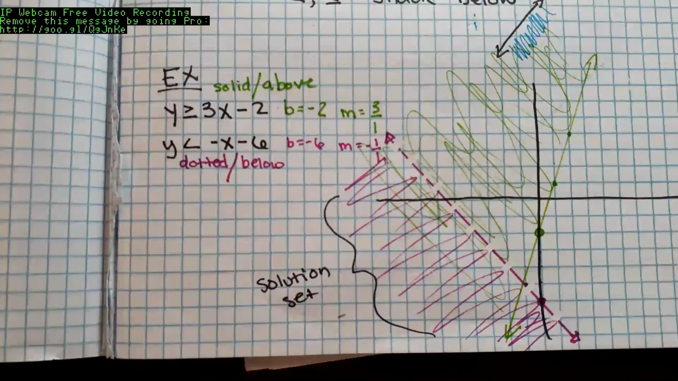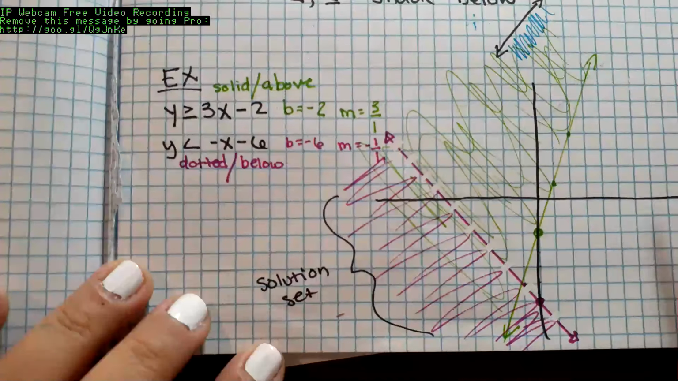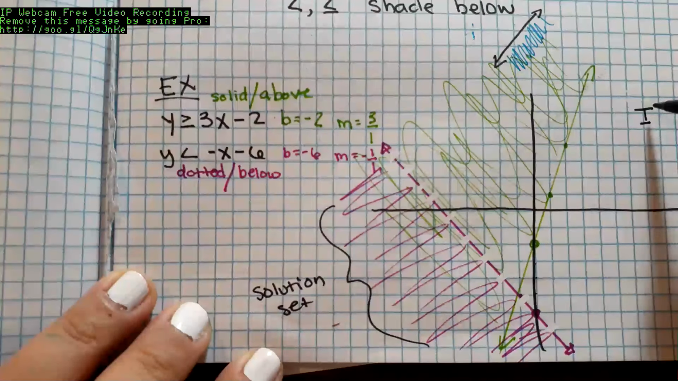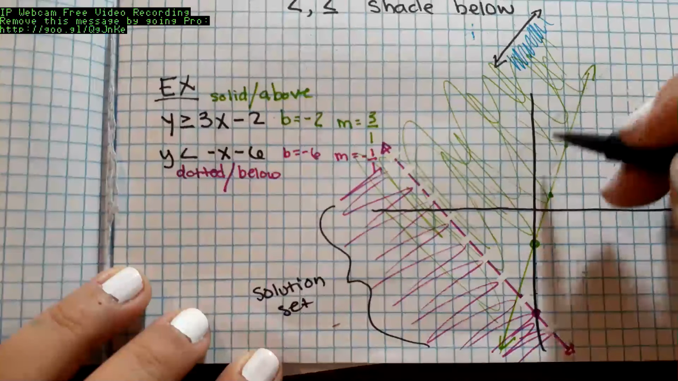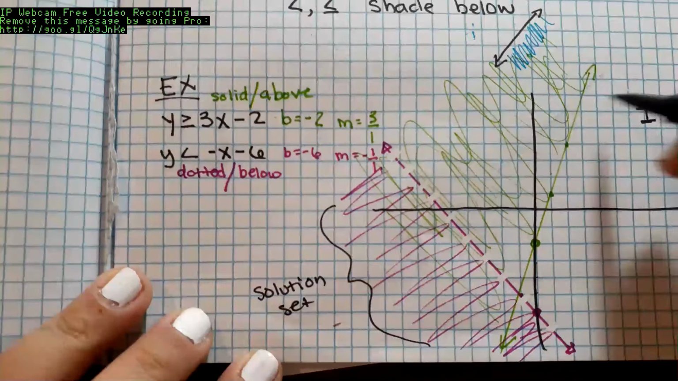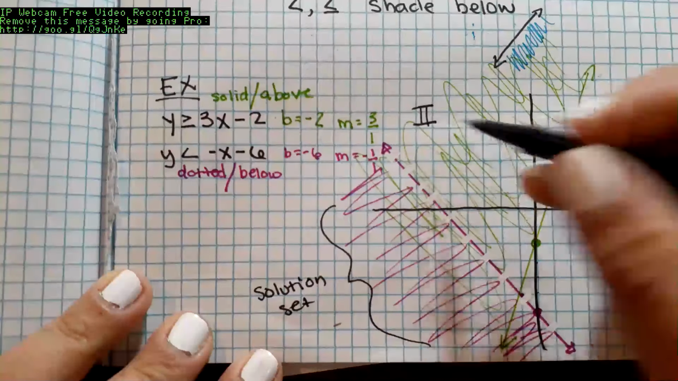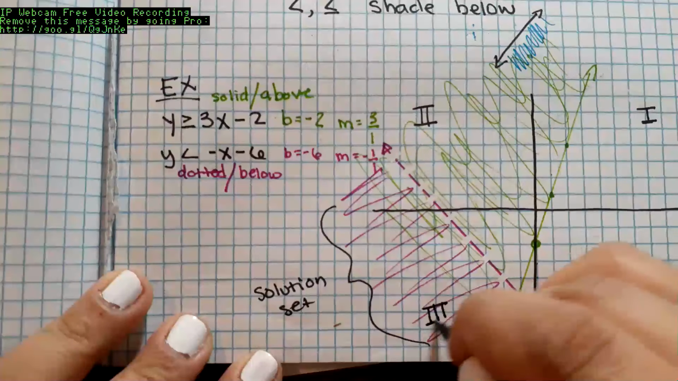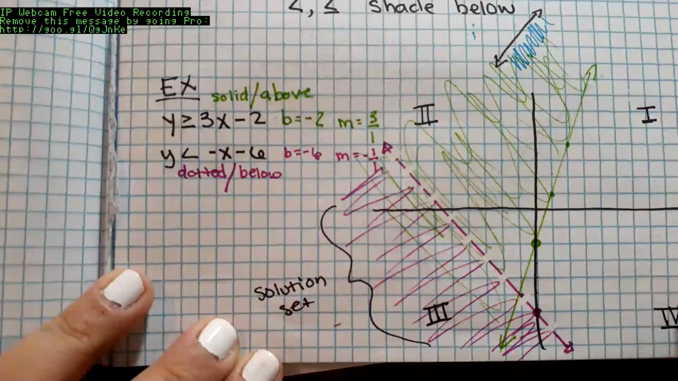So let's go ahead and check on that. In order to check on it, I'm going to take a couple of points. So I'm going to go ahead and label my different regions. This first one, that's usually your first region, and it goes counterclockwise. So this is your second, your third is over here, and your fourth is over here.